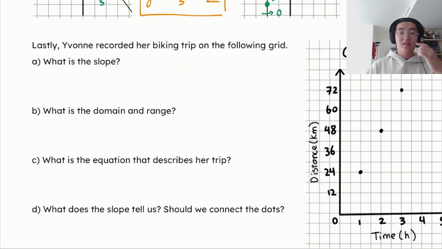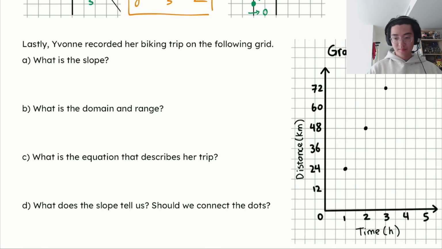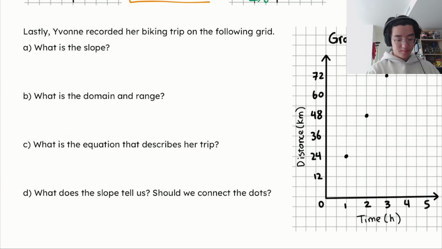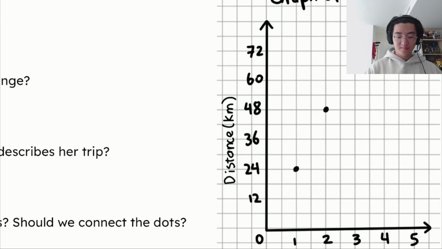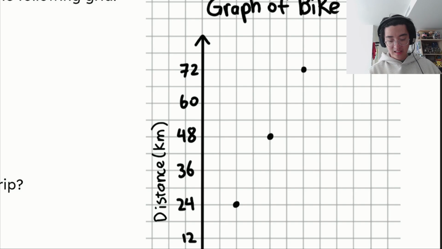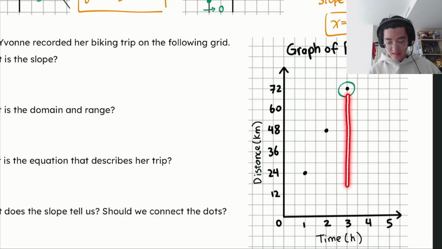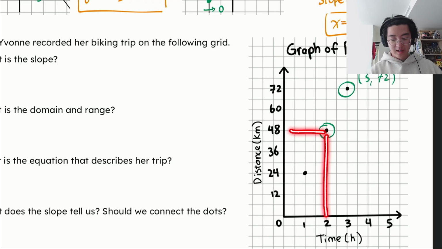And now, of course, we have to be careful of the numbers that we use. We cannot just blindly use any numbers we see on the graph. Here's Yvonne's biking trip. What's the slope? Right away we notice that what we have to do is just subtract the 2 points, the y values and x values. The values are very specific. Here, the x value is at 3, whereas the y value is at 72. So here's our first point. Here's our second point. X is at 2, y is at 48.